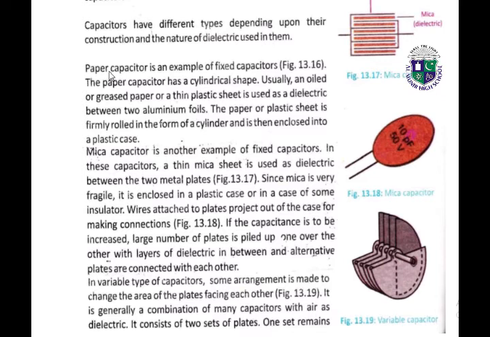Number 1, the paper capacitor is an example of fixed capacitors. The paper capacitor has a cylindrical shape. Usually an oiled or greased paper or a thin plastic sheet is used as a dielectric. So this is the making of the paper capacitor. Between two aluminium foils, the paper or plastic sheet is firmly rolled in the form of a cylinder and it is then enclosed in a plastic case. So that is all about the paper capacitor and its making.